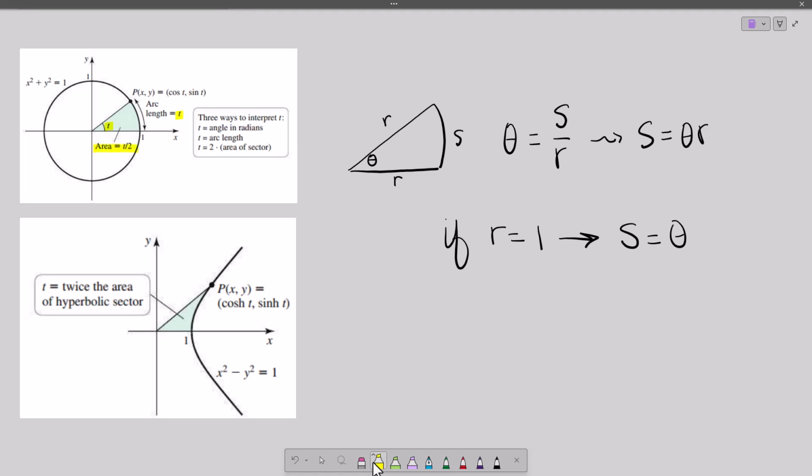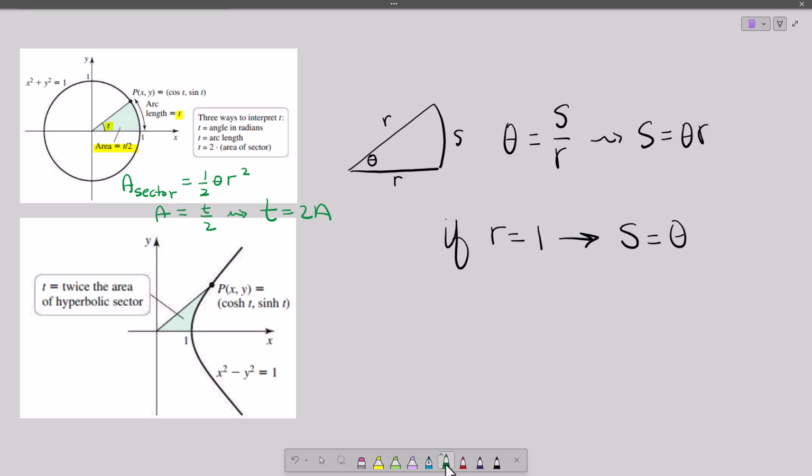And the area of a sector is 1/2 theta r squared in general. Well, if your radius is 1, and if we say the angle is going to be t, we get that the area is t over 2. Or you could say if you wanted to solve for t, that t is equal to twice the area. Okay, not super important. This is all stuff from unit circle, pre-calc. The only thing that we are connecting here is the circular functions with the hyperbolic functions.